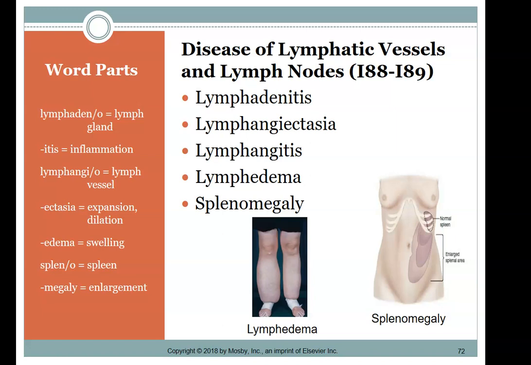And then your word parts: lymphadeno is lymph gland, itis equals inflammation. Lymphangio is lymph vessel. Ectasia is expansion, dilation. Edema equals swelling. Spleno is spleen. And megaly is enlargement.